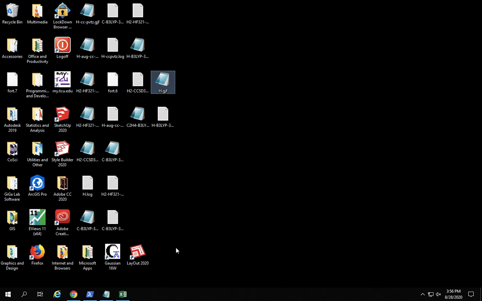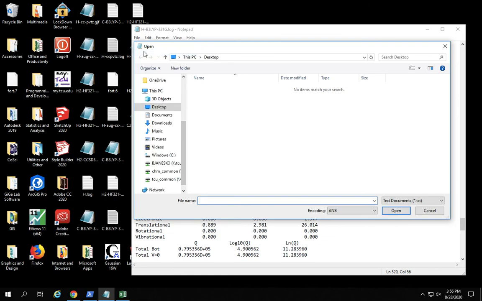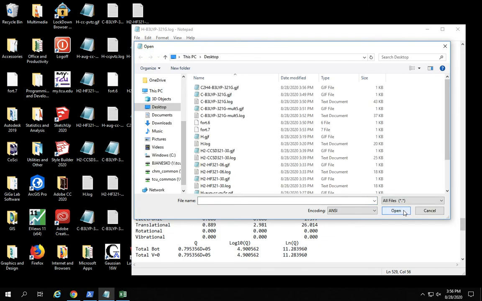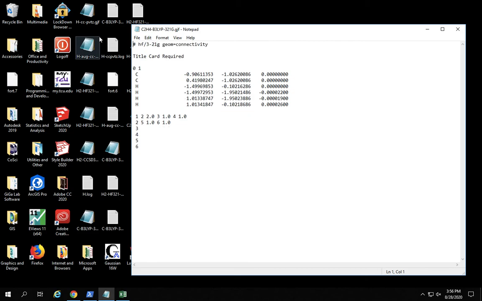I'm going to go and modify the input file by hand. This is what GaussView wrote for me. It said something about the checkpoint file. I'm just going to get rid of that. But now I need to use the same method as before, B3LYP 321G. And now I'm going to optimize the geometry and then compute the vibrational frequencies, just the way we did for methane at the beginning.